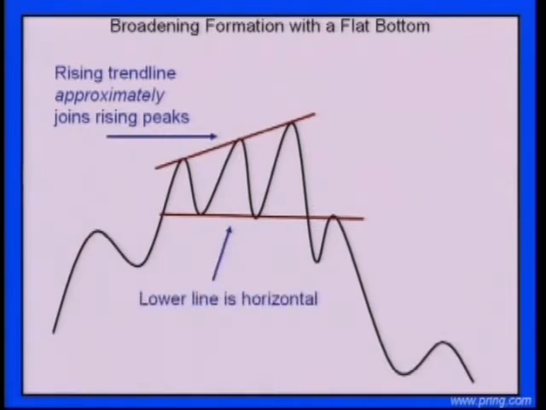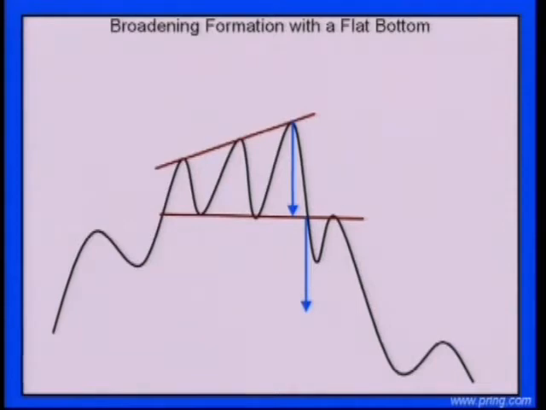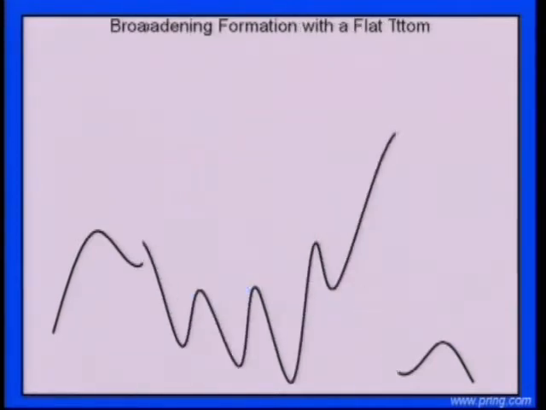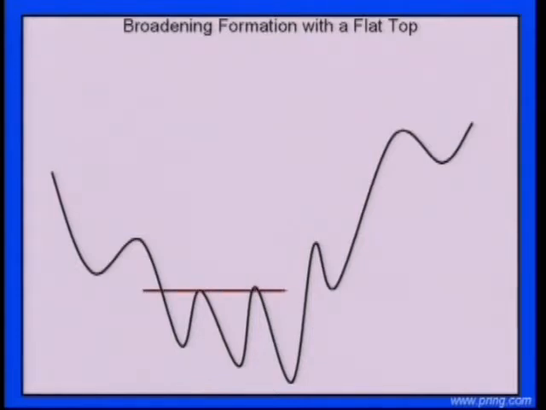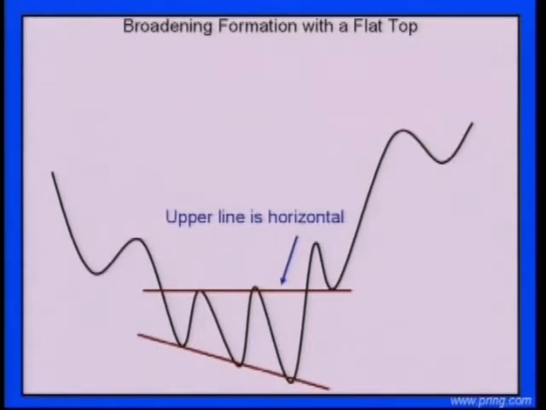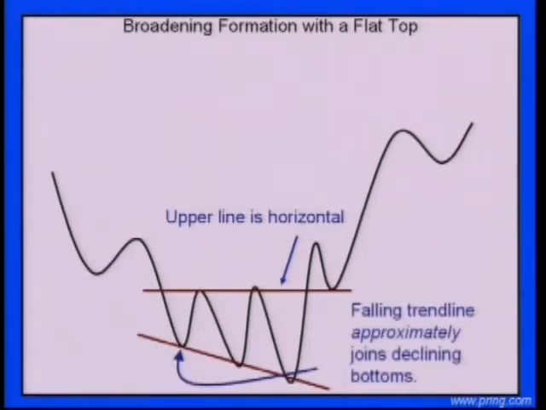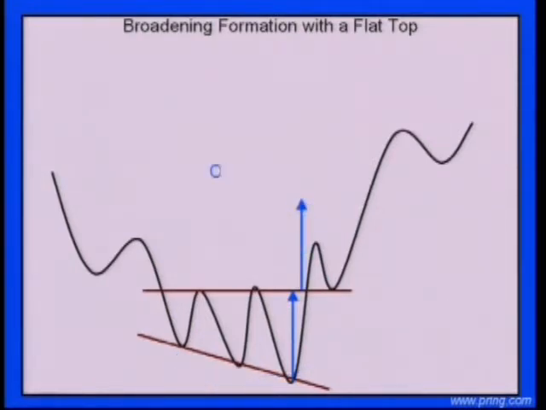When you get a breakout to the downside, it tends to give you an above-average move. Price objective is the same, taking the maximum distance to the pattern and projecting it downwards. Then at the bottom, we have a broadening formation with a flat top, and the upper line is horizontal, and the other line is joining a series of lows. And the falling trend line approximately joins the declining bottoms. Measuring objective the same, maximum distance projected upwards.